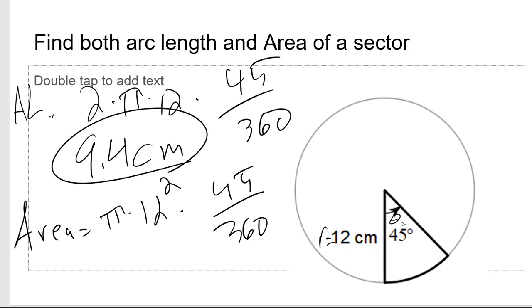Pi times 12 squared times 45 divided by 360. 56.5 centimeters squared. And there's my final answer.